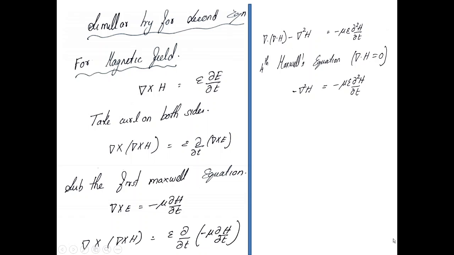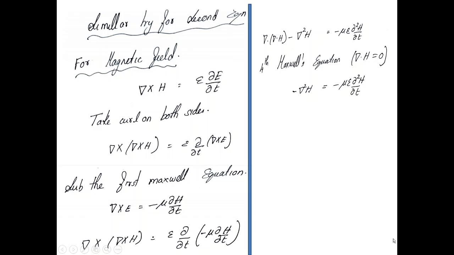You will get the equation minus mu epsilon dou square H by dou T square. Substitute the vector formula. And next substitute the Maxwell's fourth equation, del dot H is equal to 0. You will get the equation minus del square H is equal to minus mu epsilon dou square H by dou T square.